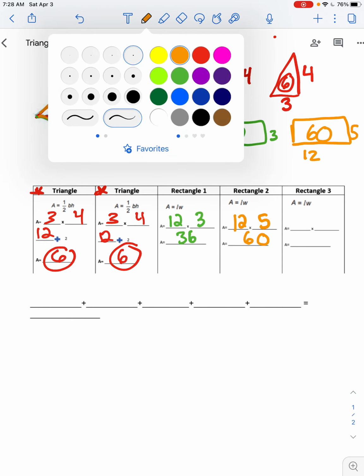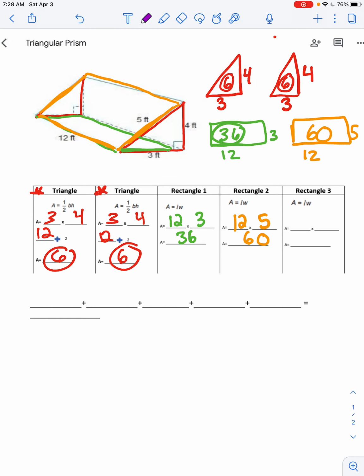And then I'm going to pick a last color for my last back part of the rectangle. And again, remember, if I draw this line, this is my length on all of them. My length is 12. So I have a rectangle that is 12. And then when I find the width of this rectangle, because it's length times width, I'm going to draw this line going up. It's a 12 by 4. So I'll go back down to my formula. Area equals length times width. Area equals 12 times 4. Area equals 48.